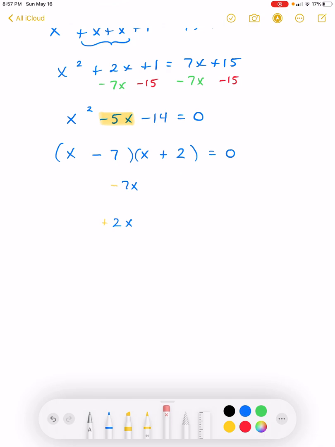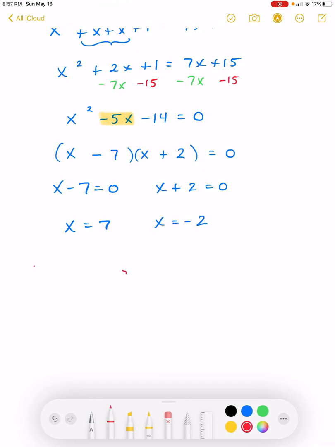So then, as always, when we solve by factoring, we're going to set each factor equal to 0, and we're going to solve for x. So x equals 7 and x equals negative 2. But now what we need to do is we need to check our solution.